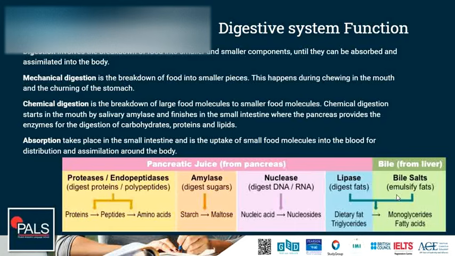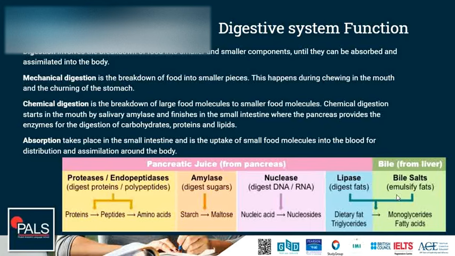Chemical digestion is the breakdown of large food molecules into smaller food molecules by the help of digestive enzymes. Chemical digestion starts in the mouth by the enzyme salivary amylase, which digests starch into smaller molecules, maltose. And it finishes in the small intestine, where the pancreas provides the enzymes for the digestion of the carbohydrates, proteins, lipids, and nucleic acids.